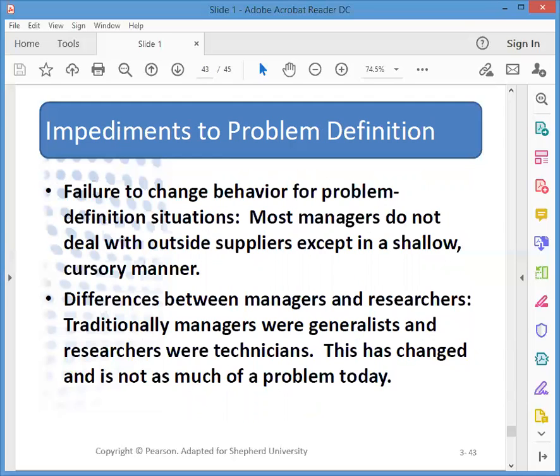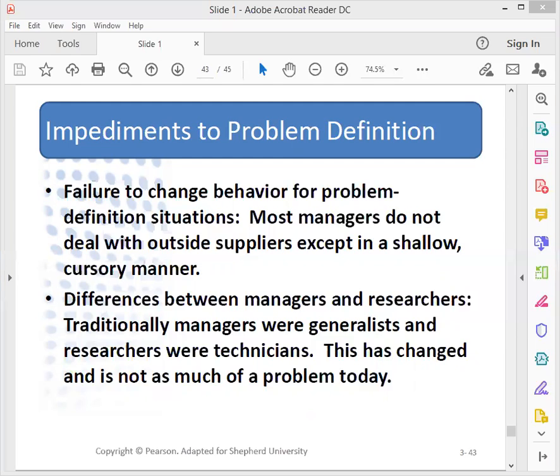So some of the impediments to problem definition: failure to change behavior for problem definition situations. Most managers don't want to deal with outside consultants, and traditionally managers were generalists and researchers are technicians. So there's a difference in the viewpoint of a manager and a researcher.